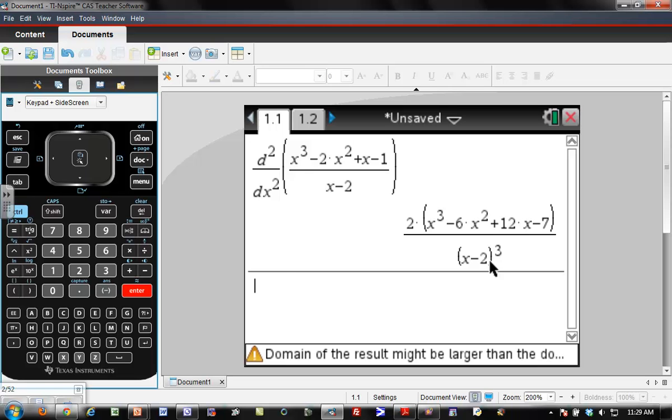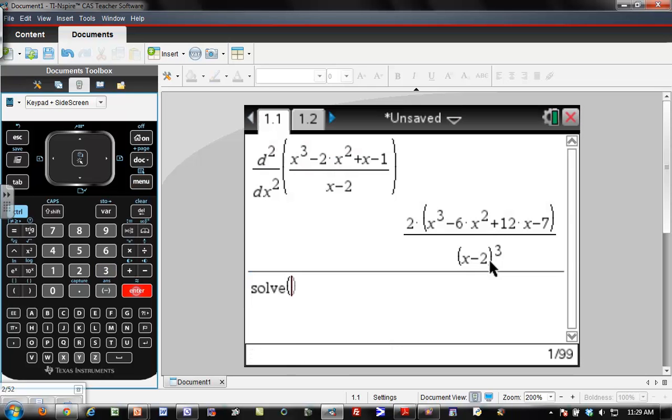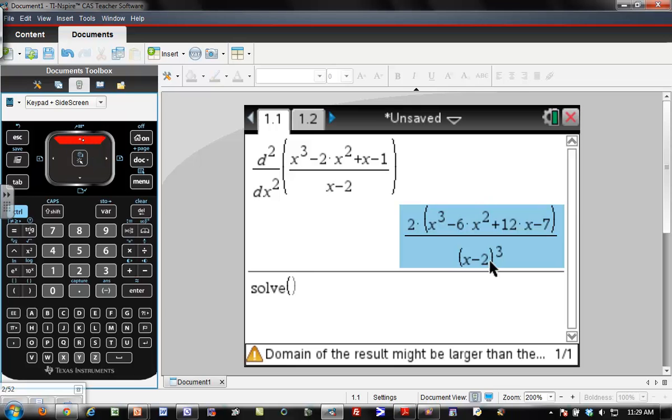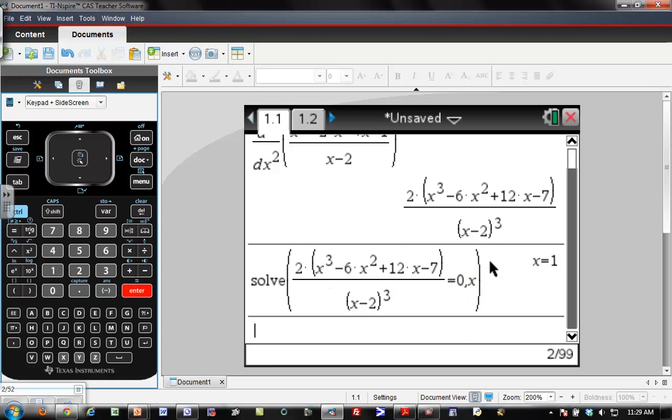While we're at it, by the way, menu, algebra, solve, this equal 0, comma, x. Oh yeah, I guess there is a place for this.